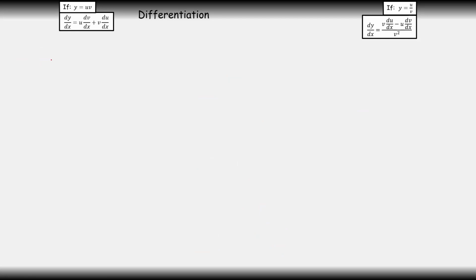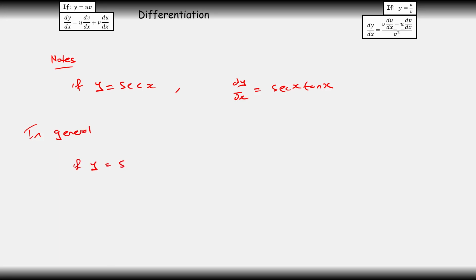Okay, some notes then. If y is equal to sec of x, then dy by dx is equal to sec of x tan of x. Okay, and in general, if y is equal to sec of kx, then we differentiate it. k is a non-zero constant. The differential is going to be k sec of kx. Let's put that in brackets, makes it easier. Tan of kx. Okay, so hit pause, make some notes on that. When you're ready, hit play again, and we'll move on.